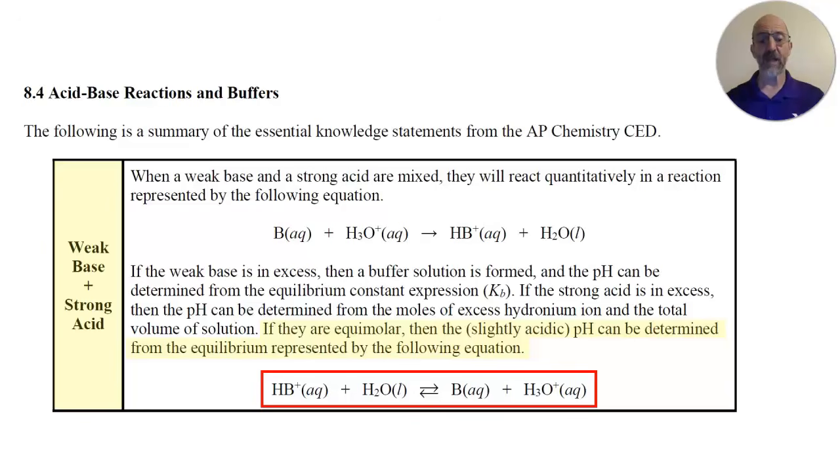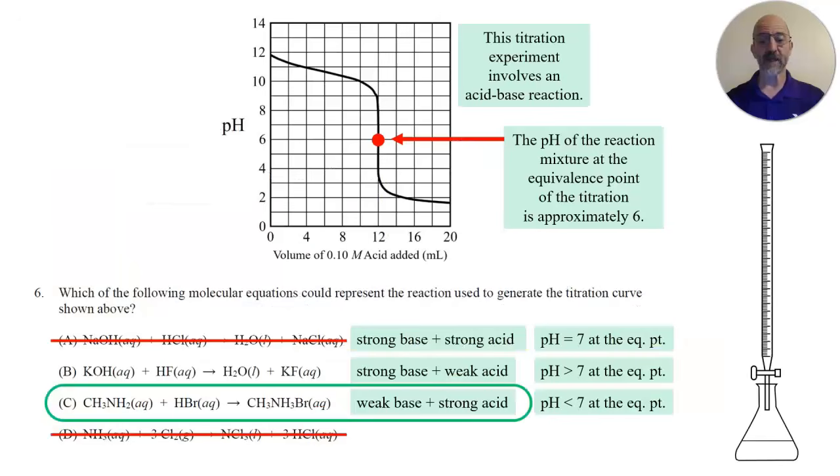So if I have ammonia, that would be represented as this capital B, then the ammonium ion, NH4+, represented here as HB+, will affect the pH of the solution. So we're looking for less than 7 at the equivalence point when you have a weak base and a strong acid. So back in question 6 of this packet, as well as back in question 3 of this packet, weak base, strong acid, pH is less than 7 at the equivalence point.